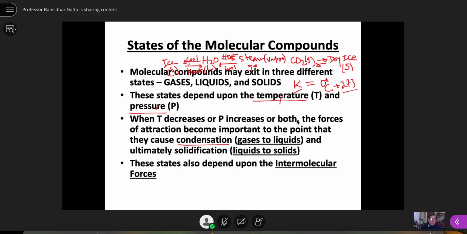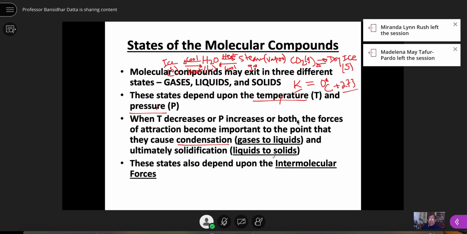As you go to more cooling, the pressure doesn't have much effect on the liquid. The temperature has a tremendous effect. If you cool it down, ultimately it becomes solid. That's solidification. So these states of matter depend upon a force.